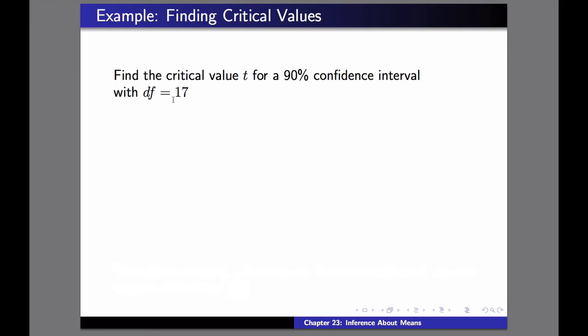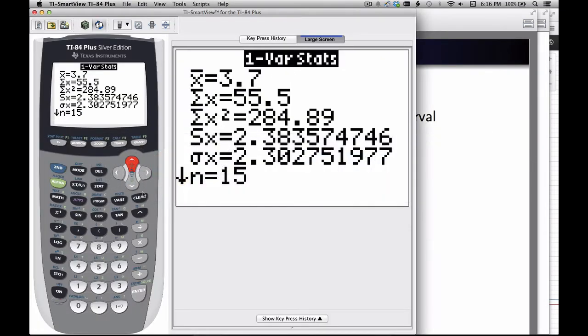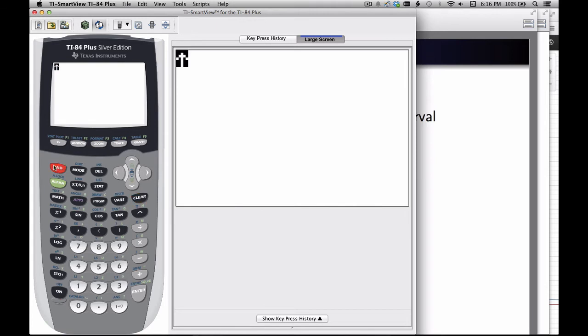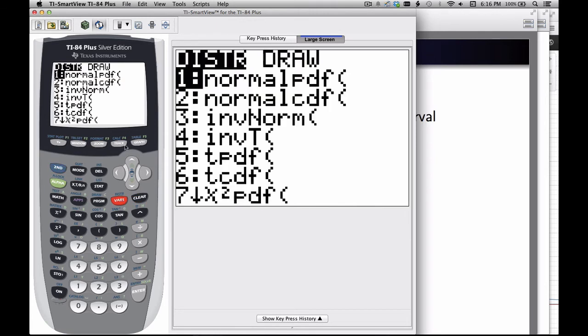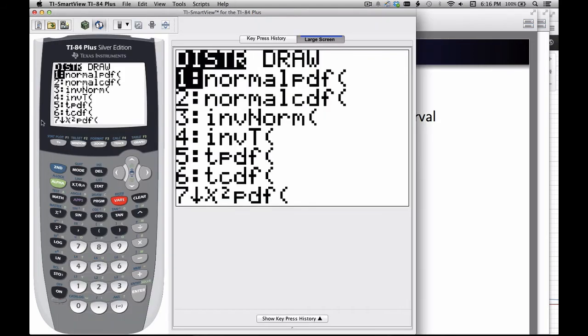Okay, so we're going to go to the calculator for this. If my confidence level is 90%, then what area under the curve am I looking for? Well, I'm looking for the 95th percentile. I'm looking for 0.95. Okay, let's take a look at how to do this on the calculator. Okay, so I'm going to go back to distributions right here, and you need to ask yourself each time you're doing one of these, are you looking for an area or are you looking for a T value? I'm looking for a T value, so I need to go to inverse T here.